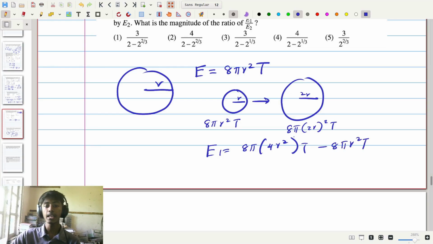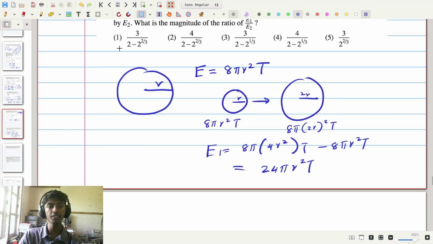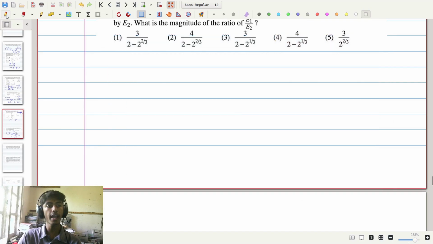And here we can see, if we take out the 8 pi and T, we get 8 pi T times 4r squared minus r squared, or 3r squared. And therefore we have 8 pi T times 3r squared, or 24 pi r squared T. So therefore E1 is equal to 24 pi r squared T. So that is energy E1. We're going to write that in the corner, and then we'll try to find E2. So E1 is equal to 24 pi r squared T.